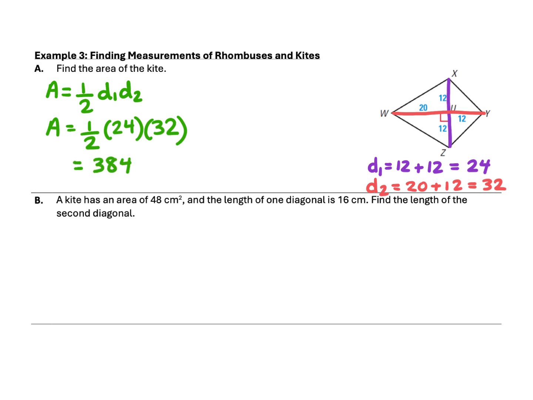And when you're typing this in your calculator, it's fine to change the half to 0.5. Or remember, if you want to, you could also do 24 times 32 first, and then get a number for that, and then divide it by 2, and you'll get the same answer in the end. Let's make sure, though, that our final answer includes the appropriate unit. Since there's no unit given in this problem, we can just say units squared. Doesn't tell us it's inches or centimeters or anything. So we'll say units squared, or U squared for short.